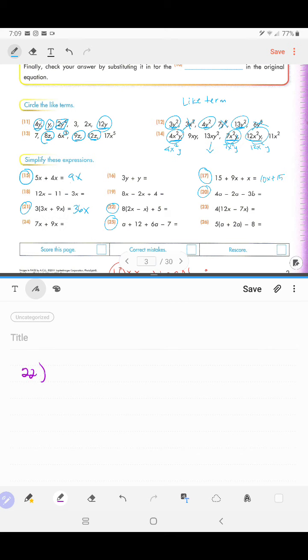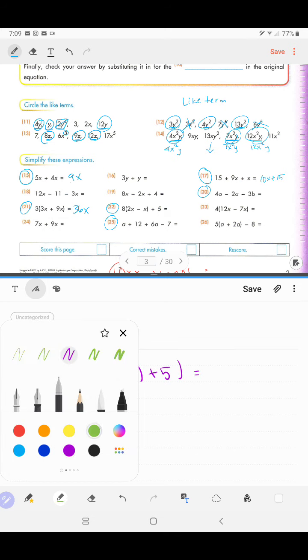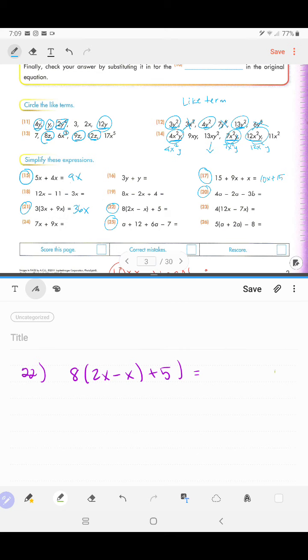Number 22. So 22 is like 21, but it's a little bit different. So we've got minus x plus 5. So for your answer, 5 is going to be on the outside again because it's the only whole number. So you can just put that at the end and then distribute the 8. Same thing how we did on 21. So it's like a factory. 8 goes in and 16x comes out. 8 times 2 is 16x.